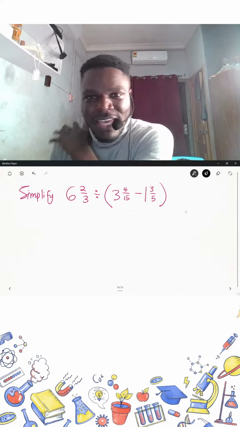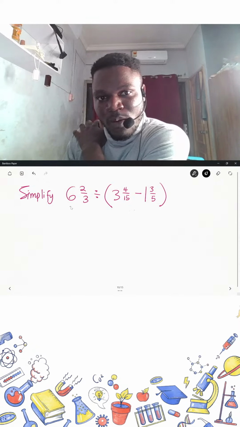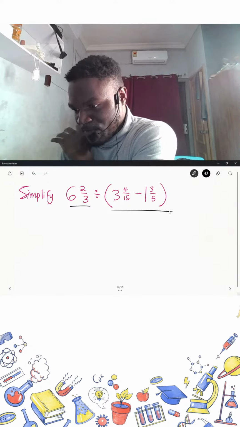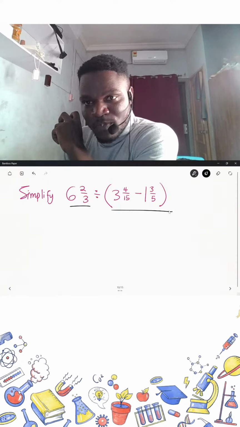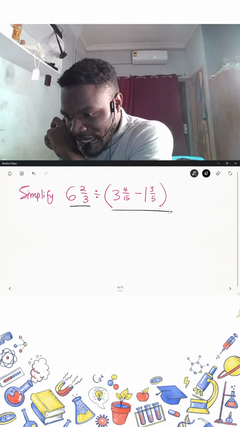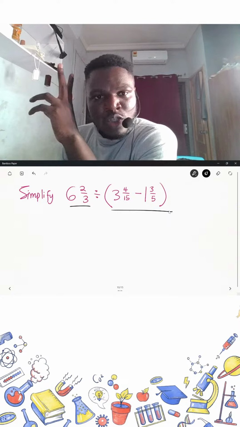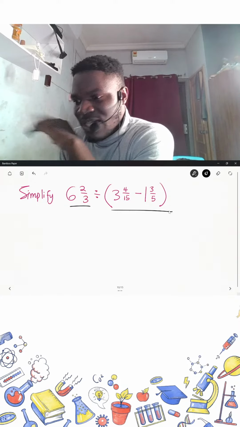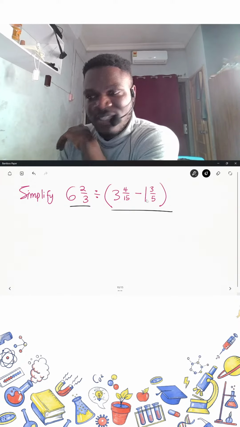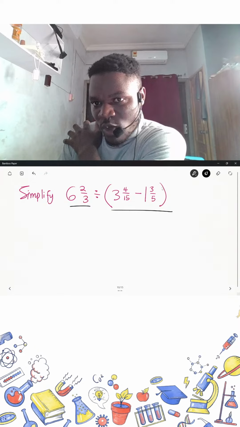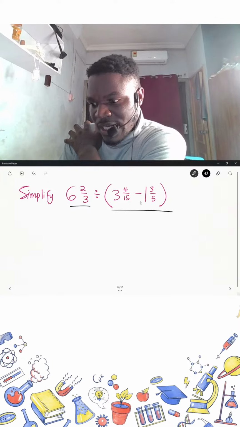So over here we see the 6 whole number 2 over 3, and then we have this in bracket. So the first thing we have to do, Kulina is in option D. Okay, let's look at it. The first thing we have to do is convert all the mixed fractions into improper fractions before we proceed to solve. Mind you, take note of the bracket containing these two.